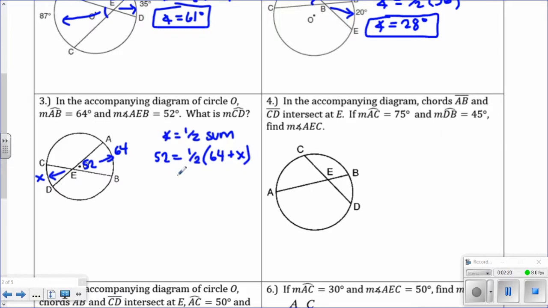Next we want to solve for X. What I do next is I get rid of this 1/2. I get rid of the fraction by multiplying both sides by the reciprocal. The reciprocal of 1/2 is 2, so I'm going to multiply both sides by 2. 2 times 52 is 104, and it equals, over here, half of 2 is 1, so that just cancels out, and you're left with what's inside of the parentheses. Then to solve for X, you just subtract 64 from both sides, and you get that arc X to be 40.